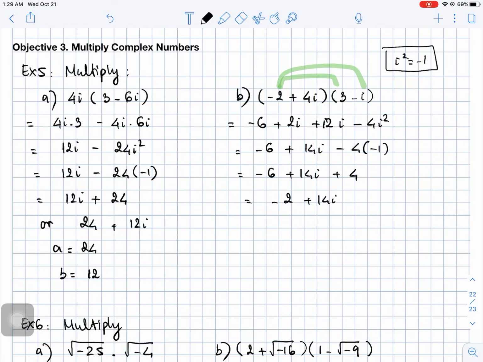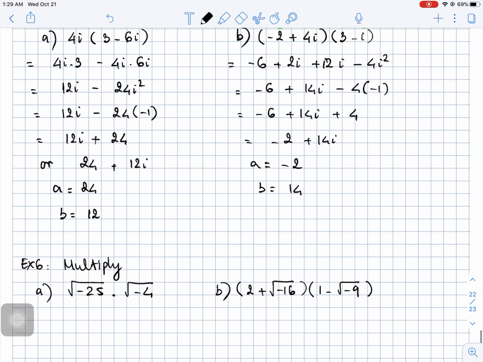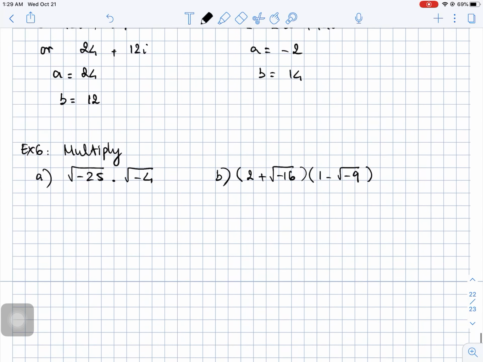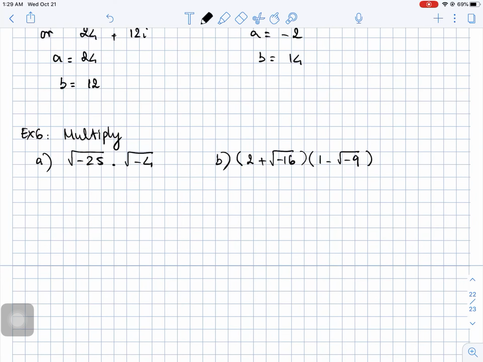Now we combine like terms: -6 plus 14i. And then we will replace i squared with -1, and then we simplify more: 14i and then plus 4. Then we combine like terms, so -2 plus 14i. The real part is -2 and the imaginary part is 14.